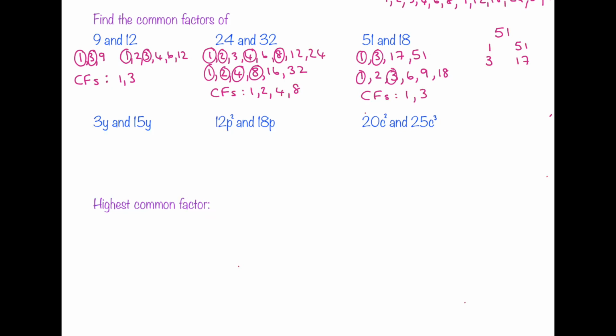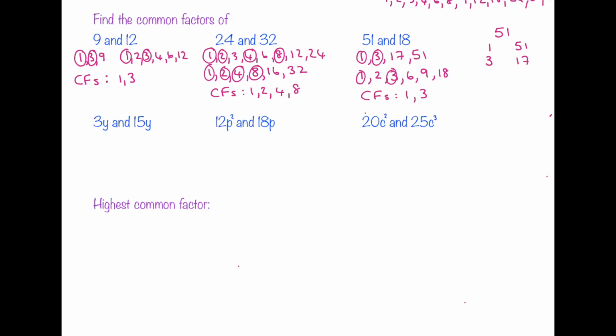Now, if we can just have a look at what we found out. So we've got 1 and 3, 1, 2, 4 and 8, 1 and 3. So we can see each time in all of these lists, you're always going to get 1 for a common factor. Just bear that in mind, because we never really use 1 as a common factor when we're factorising because it doesn't help us. For example, if we're looking in this list, the partner of 1 is the number itself. So we never really take out 1 as a common factor, but we'll see that as we're going along.